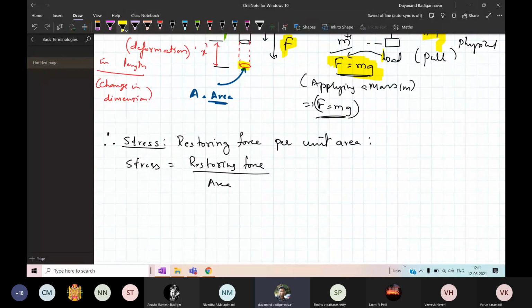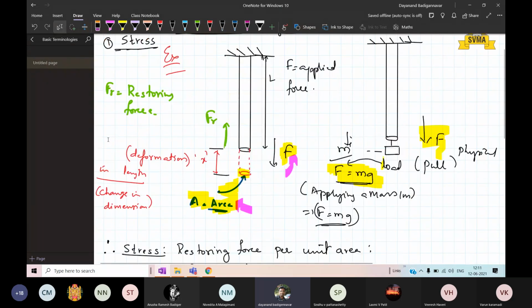You are getting the point. You can see here, this is the area. What is the applied force? This is the applied force, and this is the area. So stress is given by restoring force per unit area.